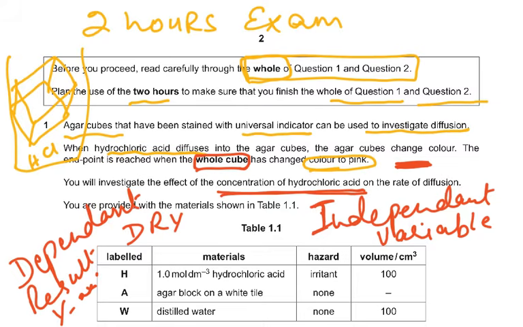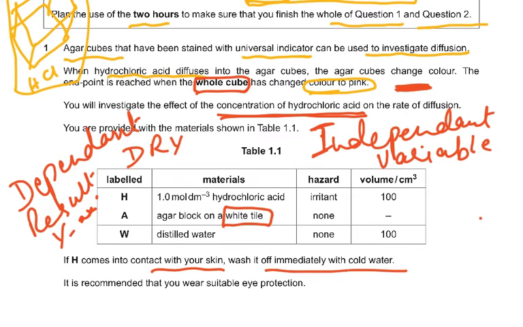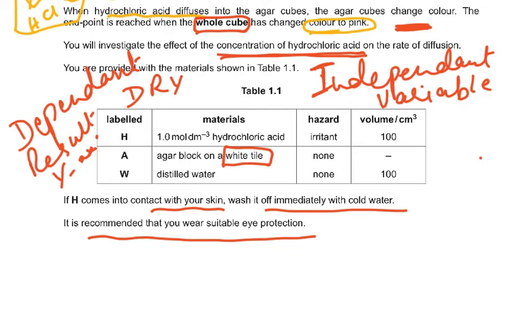So you are provided with the materials shown in Table 1.1. H is 1.0 mol dm⁻³ hydrochloric acid. A is an agar block on a white tile. They've given it to you on a white tile, and there's a reason for that. There is also distilled water. Now, if H comes into contact with your skin, wash it off immediately. It is recommended that you wear suitable eye protection. Why? Because maybe somebody passing by just nudges you and the chemical falls on yourself or in your face, which could be disastrous. So eye protection is what you need to wear in the lab. That is something you must know.